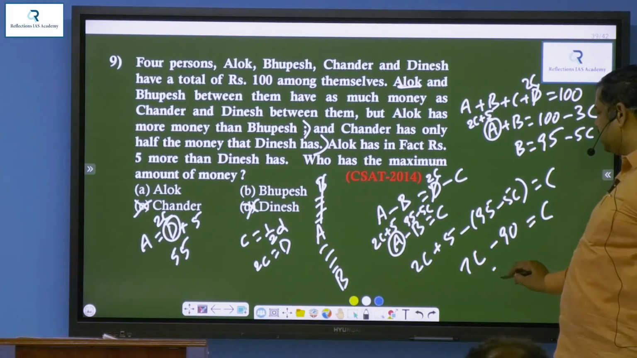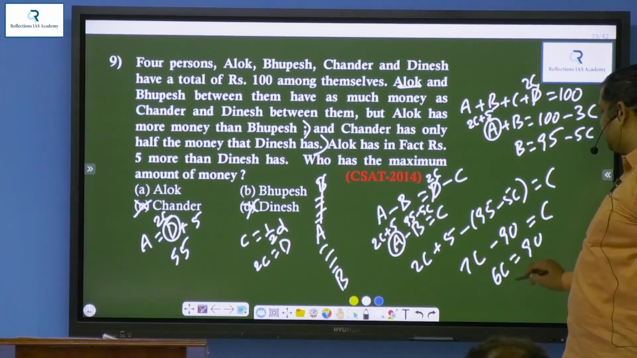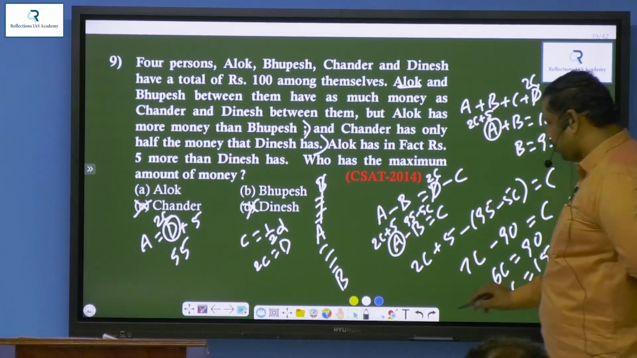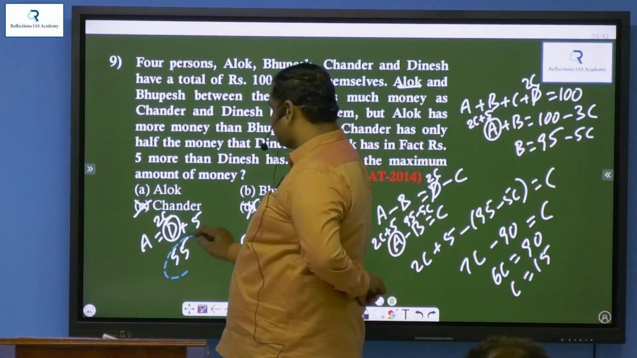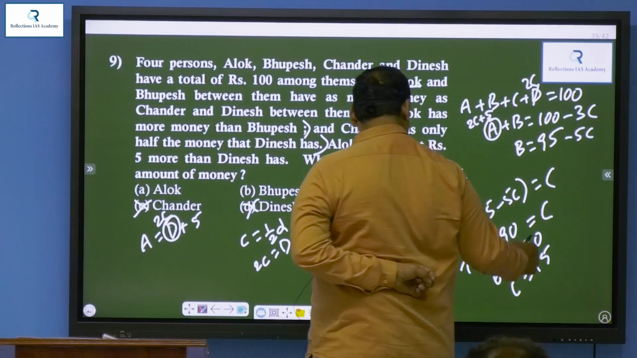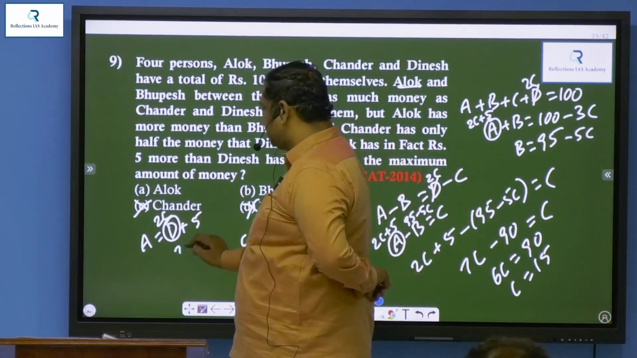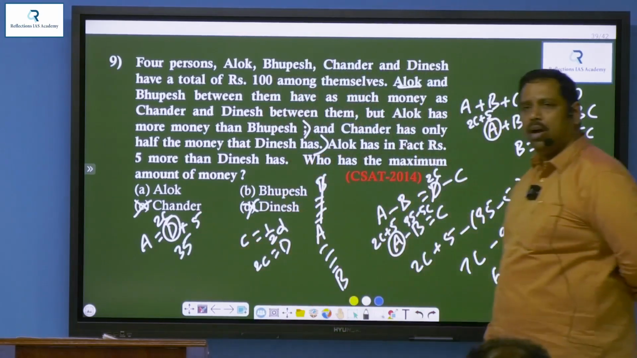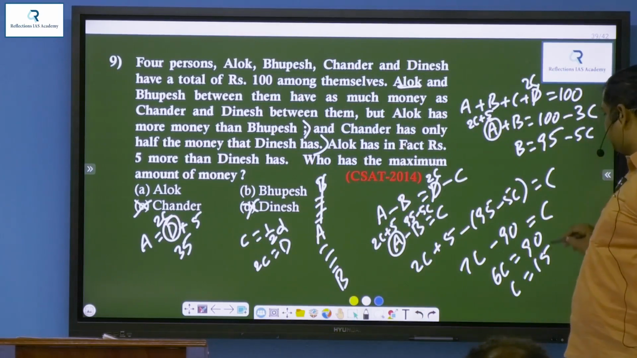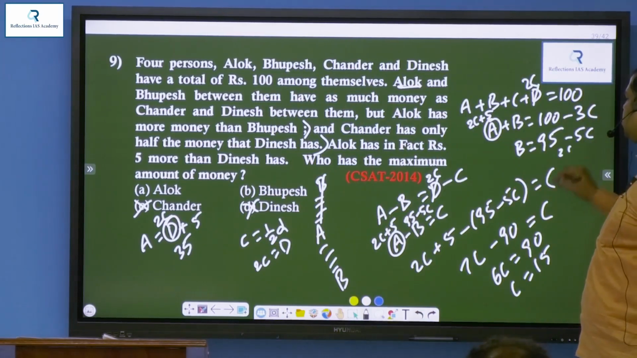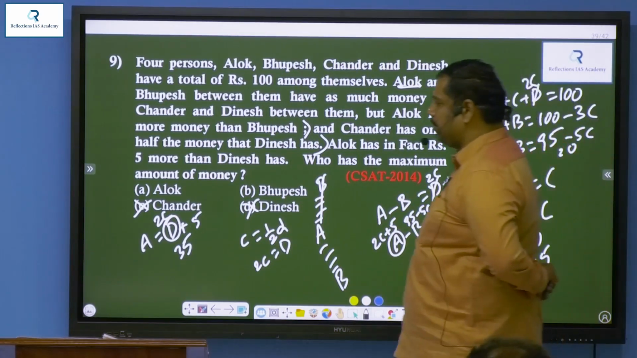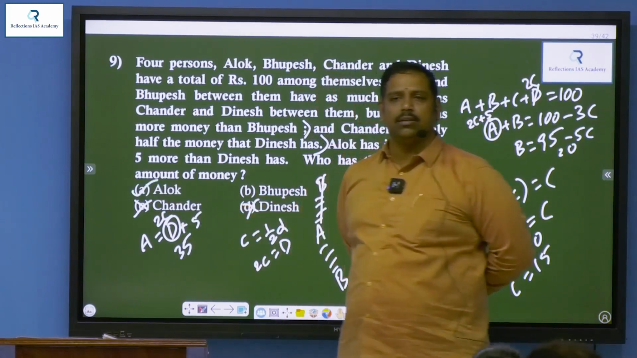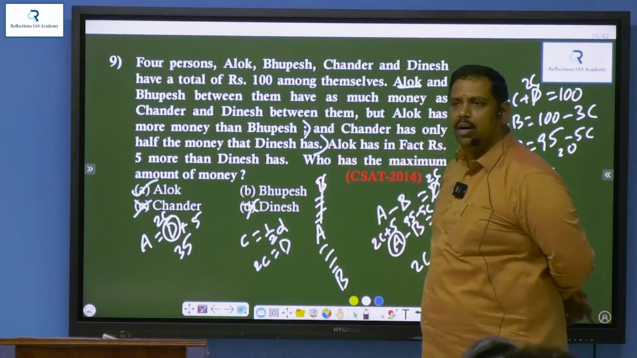Move the C this side. 6C is equal to 90. C is equal to how much? 15. Okay, change it. Right, 2 into 15, 30 plus 5 is 35, A has. What about B? 95 minus 5 into 15 is 75, means B has 20. Who has the highest? A. So what's the answer? Alok is the answer. Am I clear?